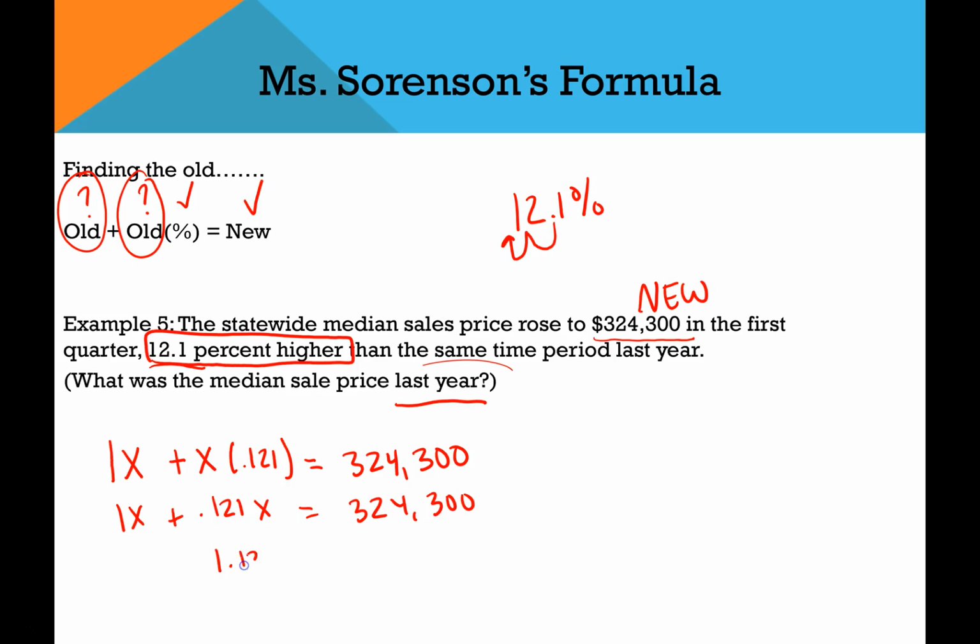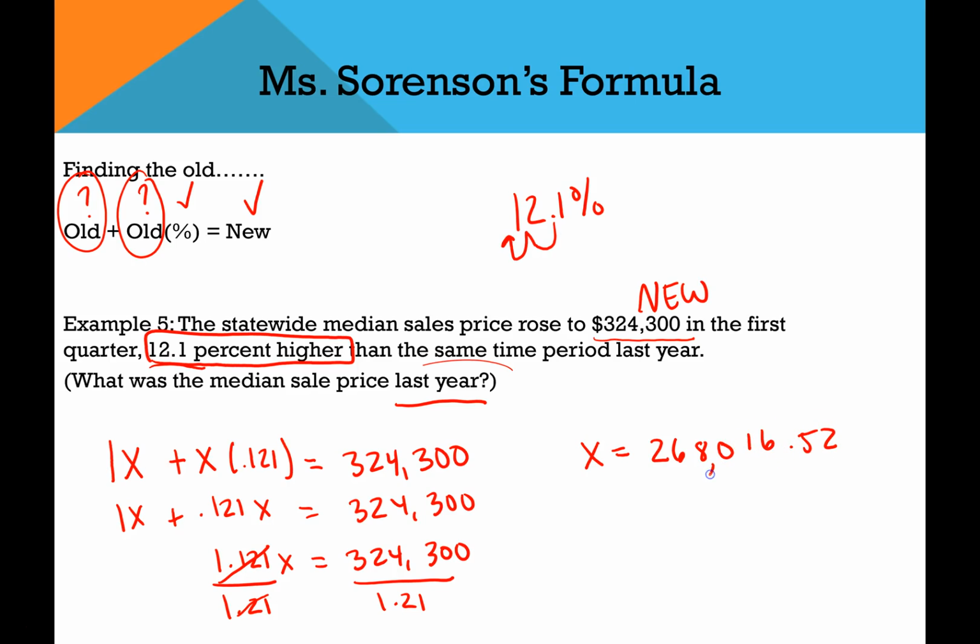I get 1.121x. That's equal to 324,300. Go ahead and divide by 1.121. That cancels with that. Okay, and I get an x equals, I'm just going to do that in my calculator really quickly. And I get 268,016.52, and then that's going to be my comma right there.